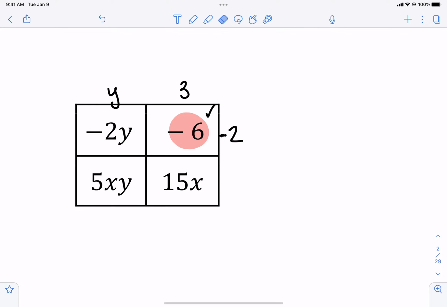Let's see if the bottom ones work now. So 3 times what is equal to 15? And I know how to turn a 3 into 15. Remember, 3 times 5 is equal to 15. And since this one had an x, we know this must be 5x over here. Nice job. So now, when we're looking at this, we know the top left, the top right, and the bottom right boxes all work.